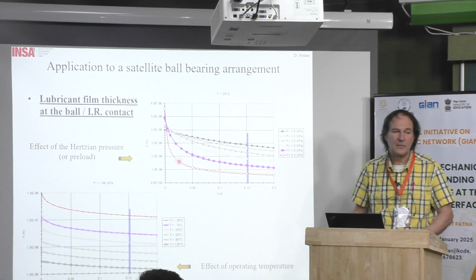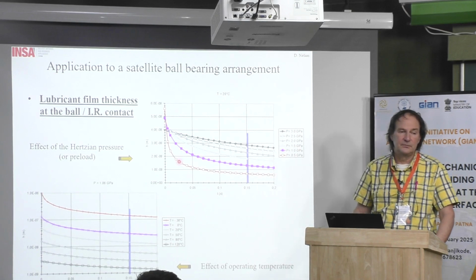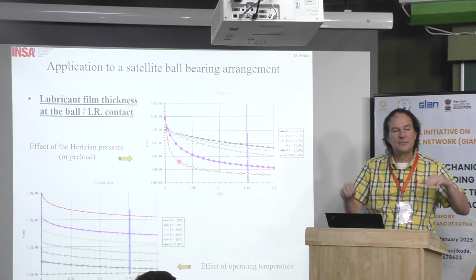So in Hertel's model, the minimum film thickness, that constriction, did they consider it? No, they consider that it is a flat surface. They just assume it? Yes.